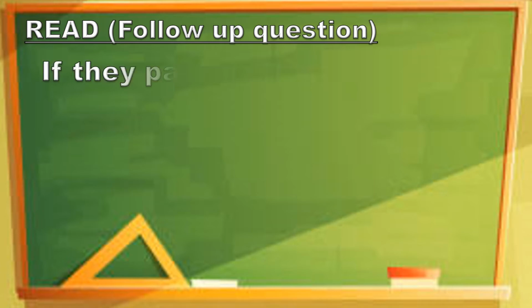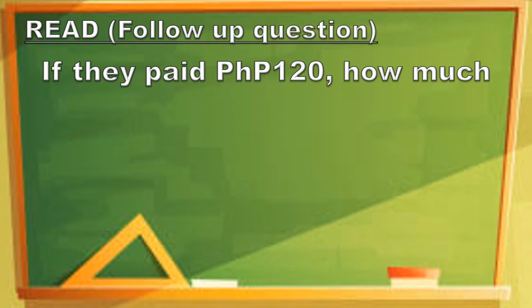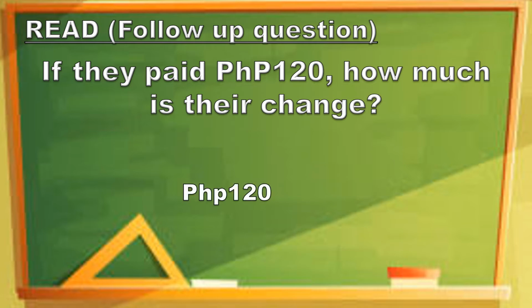Okay, let's read a follow-up question. If they paid 120 pesos, how much is their change? So 120 pesos minus 104 pesos and 45 centavos. We have to align the decimal point, right? And to be able to do that, our minuend must have a decimal point also, and we put that after our ones place value. Our subtrahend has 2 decimal places, so our minuend must have an equal number of decimal places. And to be able to do that, we just have to put zeros.